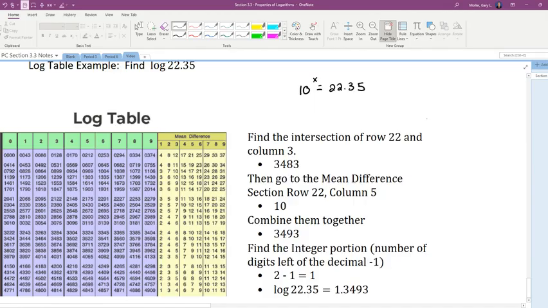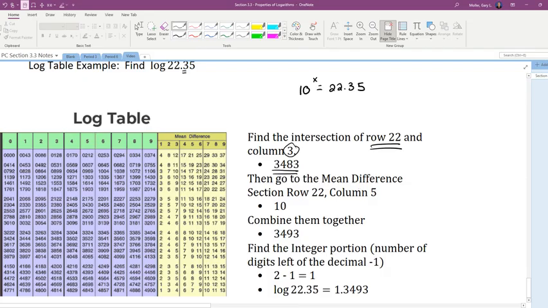So the way this would work in our log table, I wrote this out. If we're doing log of 22, we would go to row 22. We go to column 3 because our first decimal is 0.3. So if it was 22.9, we would go to row 22 and then go to 9, right? In our case, sorry, the wrong number. Log of 22 is 3483. So there's 3483.